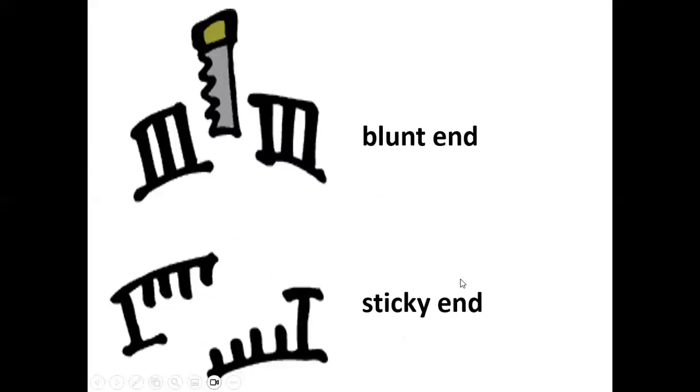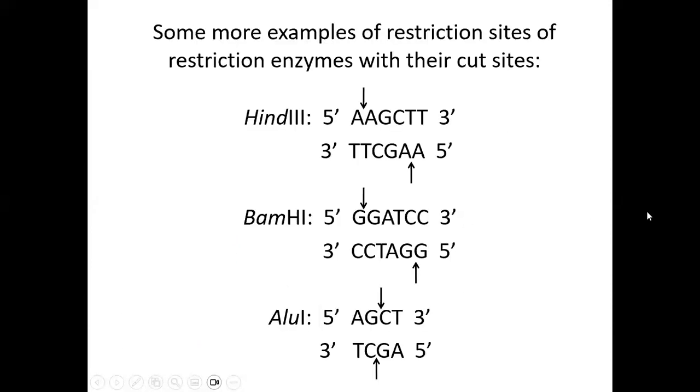This slide just shows a diagrammatic representation of how the blunt ends and the sticky ends look. Here we have a few more examples of restriction endonucleases, where you can see that HindIII and BamHI are enzymes that will generate sticky ends, while AluI is an enzyme that will generate blunt ends because it digests at the axis of symmetry.